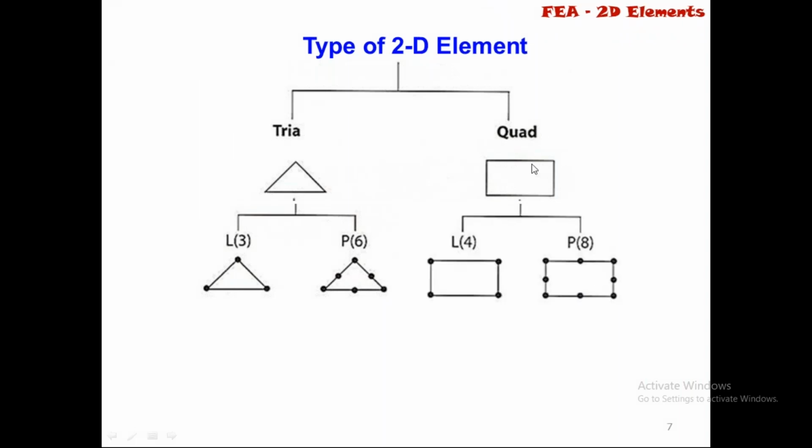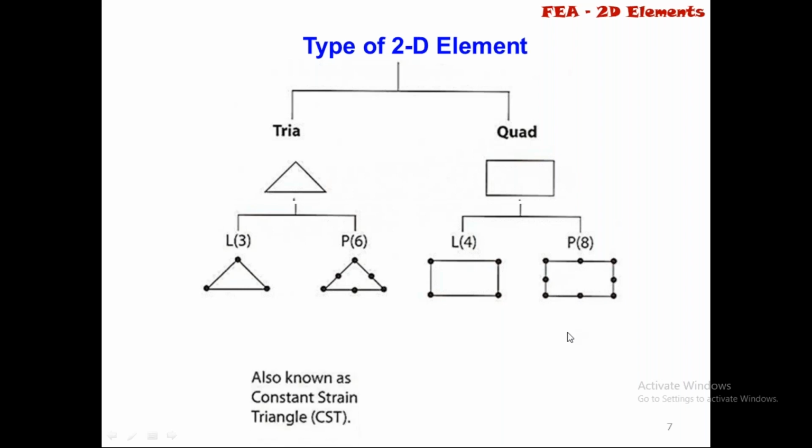Similarly quad, that is a square element, having 4 nodes, and in higher order you consider 8 nodes. This is an intermediate node, this is an end node. There are a total of 4 end nodes, 1 2 3 4, and a total of 4 intermediate nodes. Intermediate node 1 on side 1. Similarly, this is an intermediate node, on side 2, side 3, side 4.